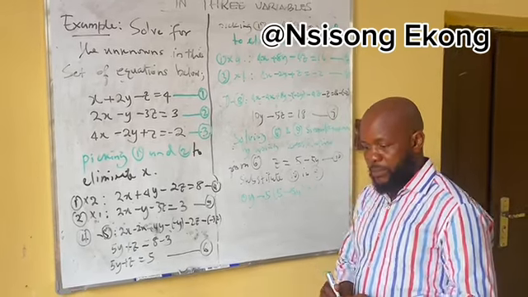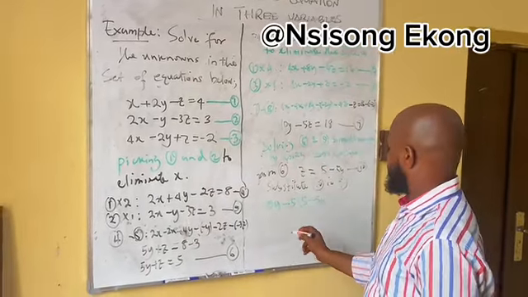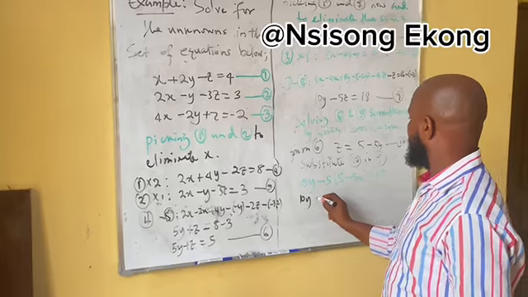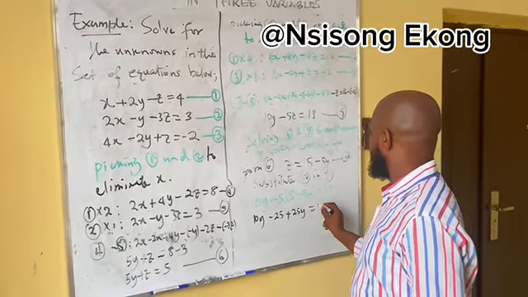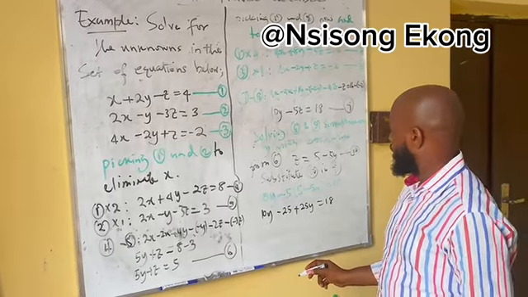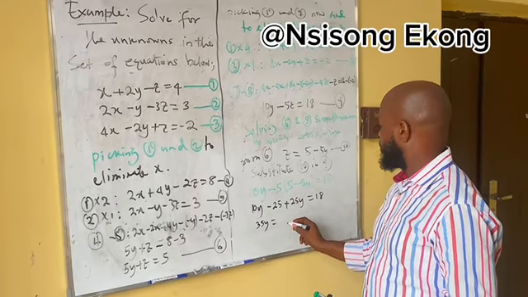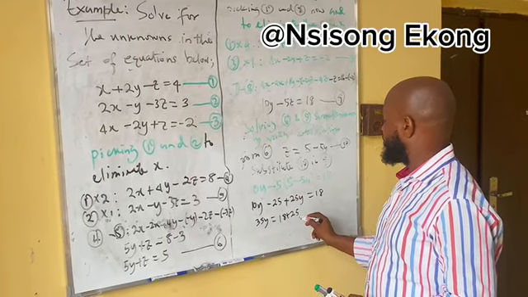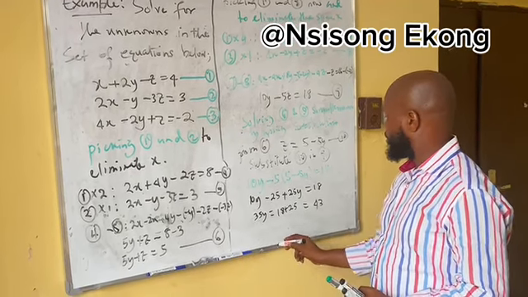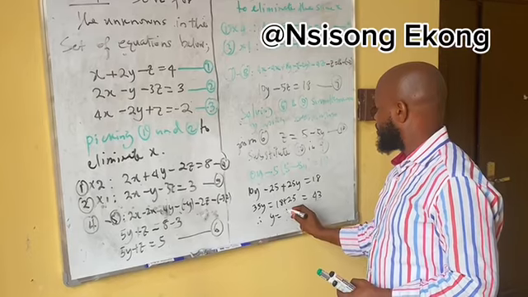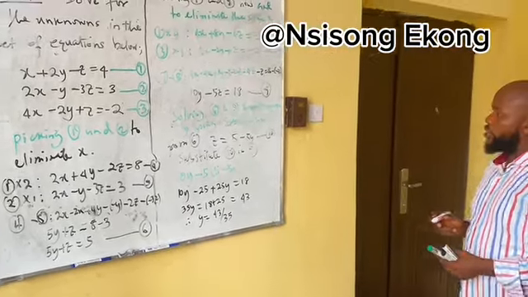At this point, we simplify to obtain the value of y. So this is now 10y minus 25 plus 25y equals 18. So collecting right hand, we have 85y equals 18 plus 25, which equals 43. Therefore, y equals 43 over 35. That's the value of y.